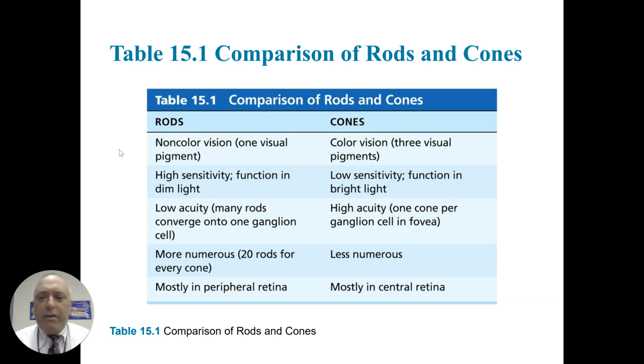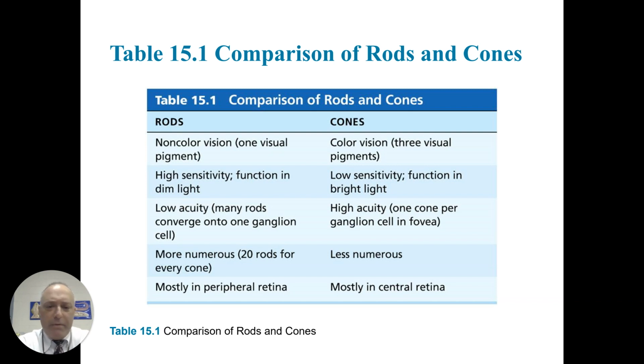So if we compare the rods and the cones, rods are non-color vision. They're highly sensitive, though, and they function in dim light. But there's low acuity, which means that there are many rods that converge onto one ganglion cell. There are more rods than cones, and these are mostly in the peripheral retina, so not in the fovea.